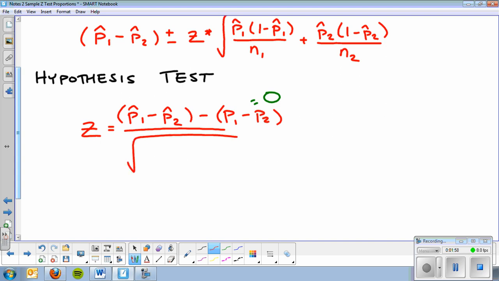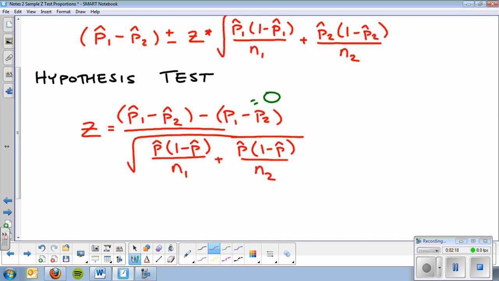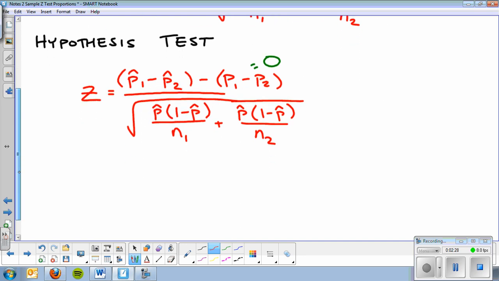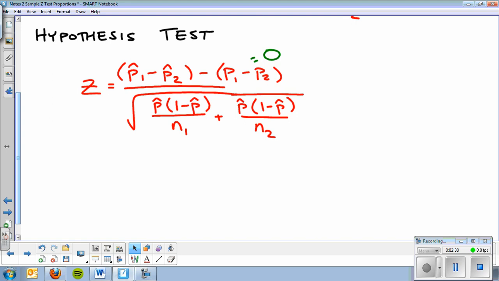It's going to be the square root of p hat (1 minus p hat) over n1 plus p hat (1 minus p hat) over n2. Now, what you'll notice is, and I did not make a mistake there, is that there's p hat 1, there's p hat 2, and then there's plain old p hat. Okay, so like I said, that does make it a little bit more challenging.